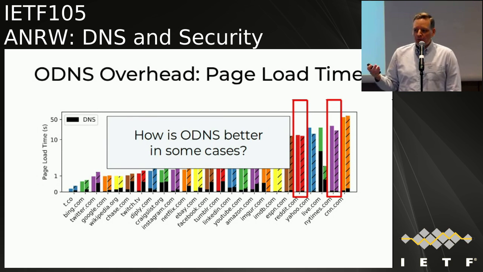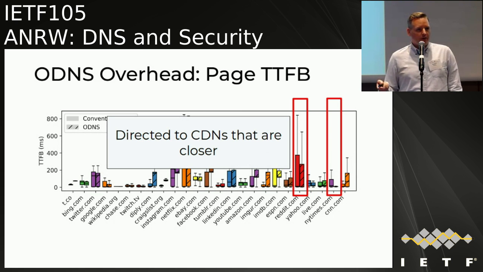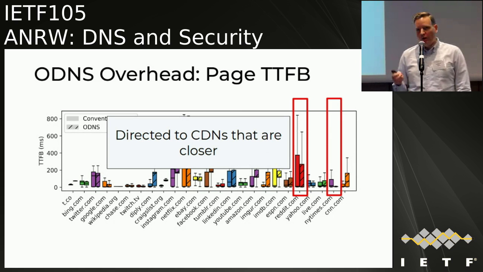The other ones that we were curious about are Reddit and the New York Times. How could we possibly be faster than the conventional DNS in those cases, because we are introducing this latency? It turns out if you look at the time to first byte for those sites, it starts to make sense. Essentially, we were directed to CDNs that were closer. Our ODNS resolver just happened to direct us to a more optimal CDN for us than the Princeton resolver did. So this really argues for, again, having this widespread Anycast network of ODNS resolvers, because you need to be directed to objects that are near you.